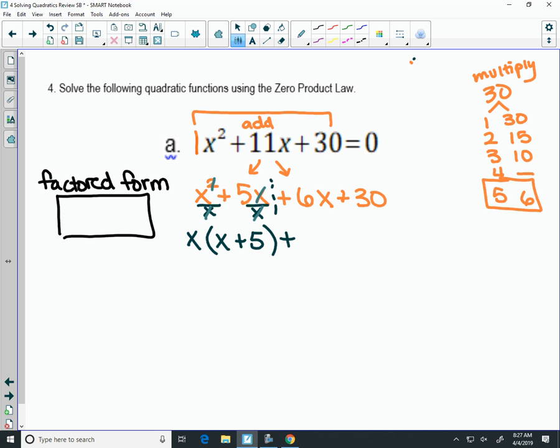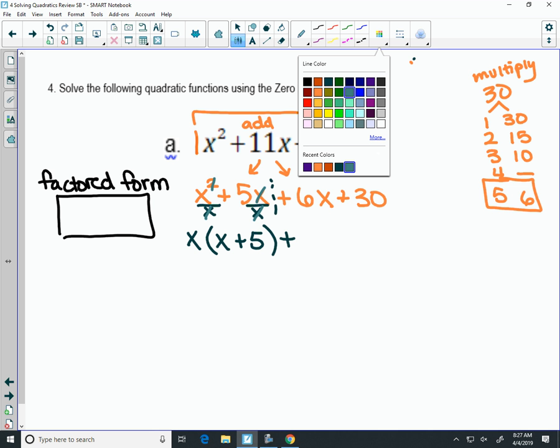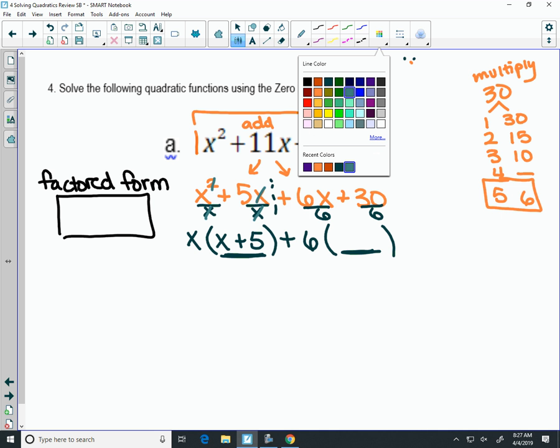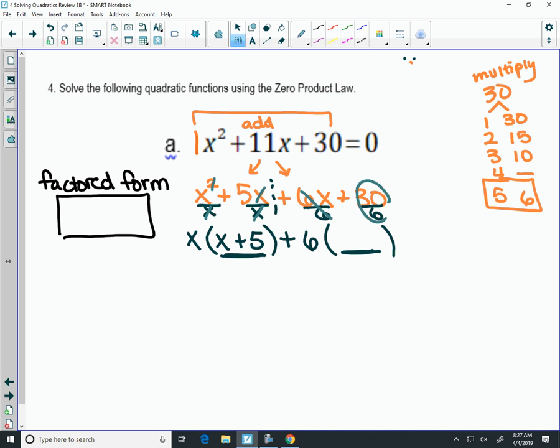Knock those terms away. 6 and 30 have 6 in common. And I know that this should match this, right? When I divide by 6, again here, those 6s, that becomes 5. So my factored form isn't this. My factored form is 2 sets of parentheses, x plus 6 times x plus 5. So that's your factored form.